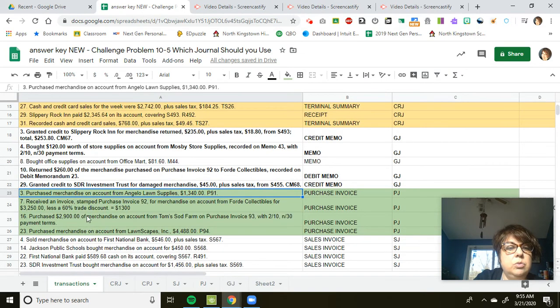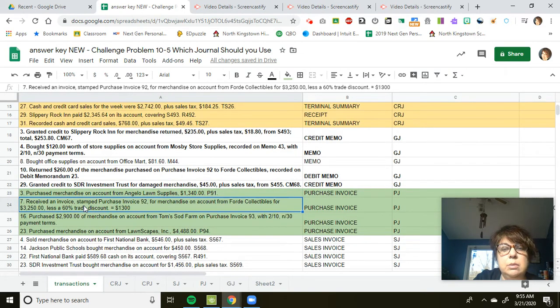The second one that I do want to go over is this one. And we'd actually talked about this transaction when we were doing the cash payments journal, because it had a very complicated transaction where it referred to it. So yours might not have these words in it where it says equals $1,300. The reason why I know it equals $1,300 is because if I went to Ford Collectibles and I purchased merchandise on account for $32.50 less a 60% trade discount, it means I'm paying 40%. So if anybody has questions on how I know that, definitely send me an email.